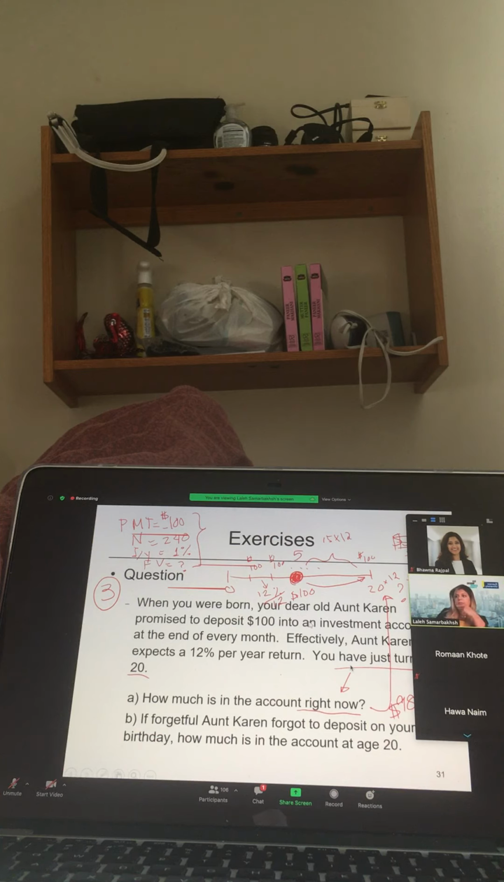No, I think you guys are doing it wrong. It can't be 49,000. It's just $100. So it's not the payment anymore. It's the PV. She only forgot $100. She didn't forget the $100 for the rest of the years, okay? So what you're giving me doesn't make sense. Take that $100 as PV, as present value, compound it for 15 times 12.